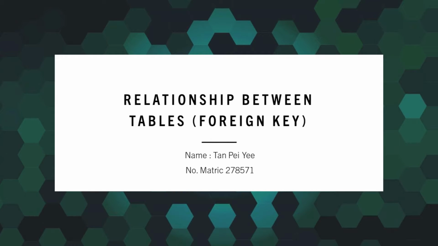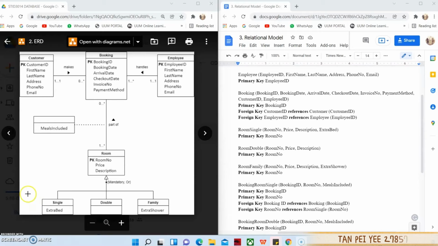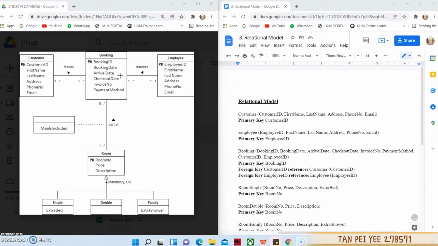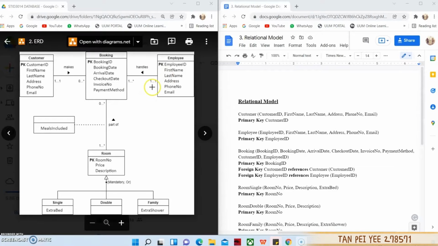Hi everyone, my name is PEI YEE, and now I will continue to explain the relationship between tables, foreign key. Firstly, we can see that customer can make many bookings, therefore the relation should be 0 to many. And we know that one booking can only belong to one customer, therefore the relationship should be 1 to 1. From here, we know that customer is the strong entity, and the primary key customer ID will be the foreign key in booking entity. Followed by employee, we know that one employee can handle many bookings, therefore the relation should be 1 to many. And we know that one booking should only belong to one employee, therefore the relation should be 1 to 1.